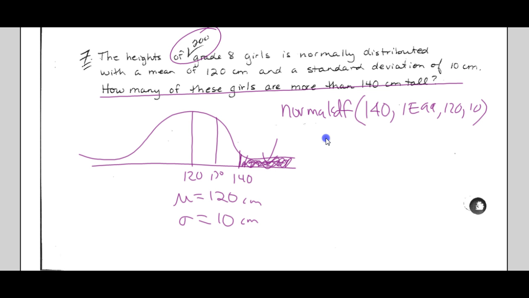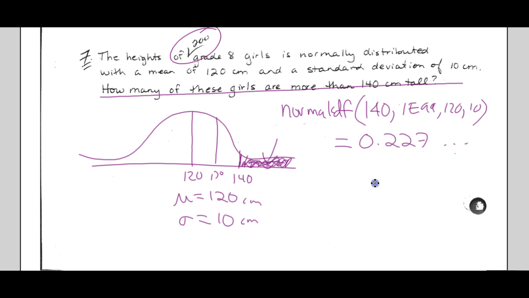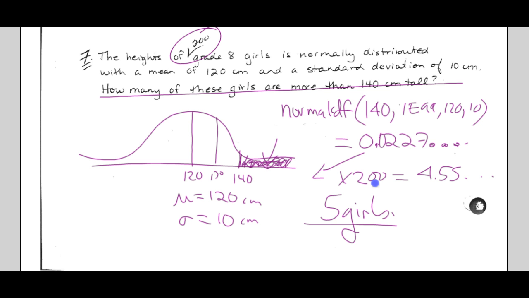Now if you want to write it down, you could say that's equal to 0.0227. So you say that's that, and then just go something like this times 200 is 4.55, so 5 girls. Okay, so about 5 girls.